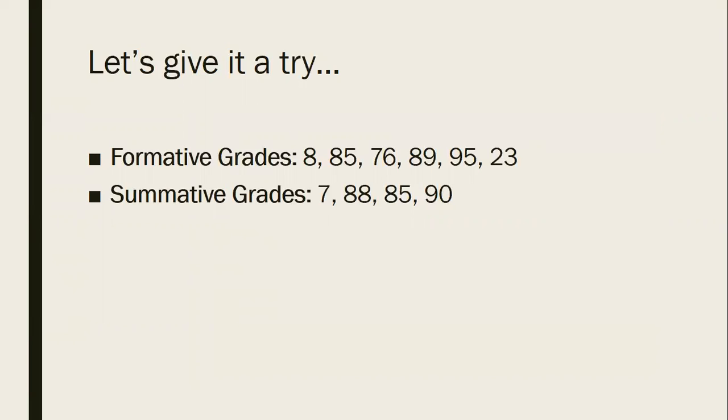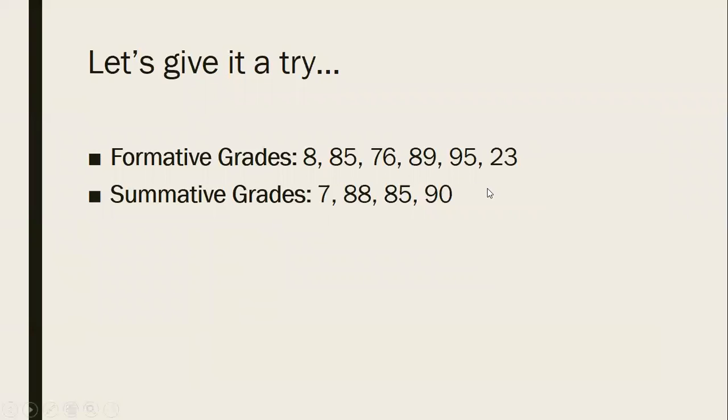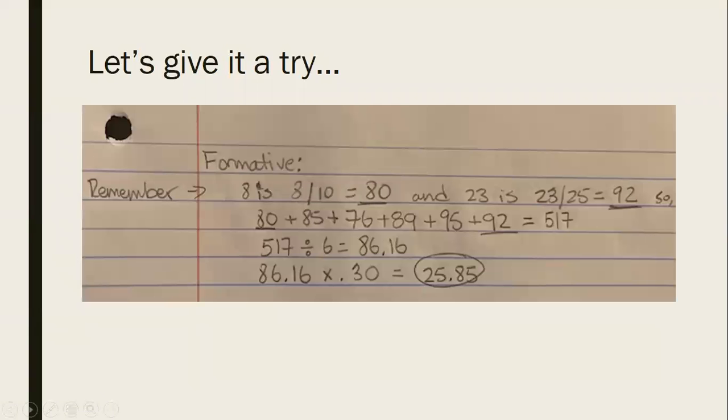All right, so I'm assuming that you tried the conversion. Let me go ahead and show you what it looks like. My first step, whenever I see something that needs to be converted, is to convert those numbers first. So in that situation, we saw for the formative grades, the 8 and the 23 need to be converted. I take the 8, which is actually out of 10, so that's now converted to an 80. And then I took the 23, which is actually out of 25, so that is now a 92. So we rewrite it: 80 plus 85 plus 76 plus 89 plus 95 plus 92 equals 517.